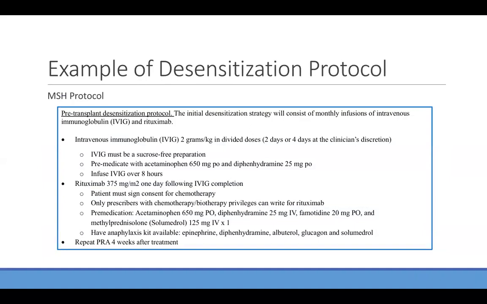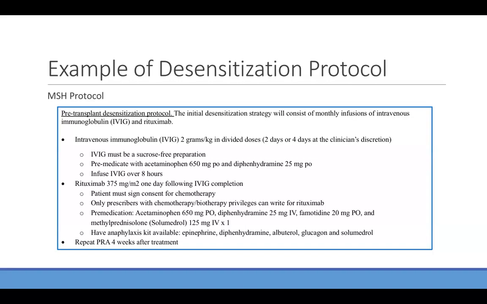We start with IVIG, and we always pre-medicate our IVIG because you can have some infusion reactions. You pre-medicate with Tylenol, 650 milligrams, as well as Benadryl, 25 milligrams, about 30 minutes before the infusion begins. And it says you infuse over 8 hours, but we like to start it really slow and then gradually, in 30-minute intervals, if the patient tolerates it, we can increase that. But it is a longer infusion.